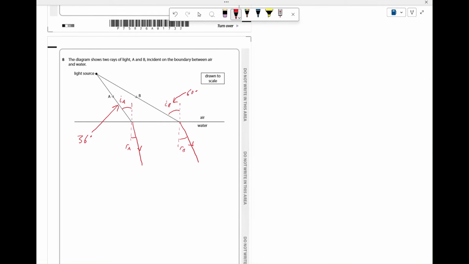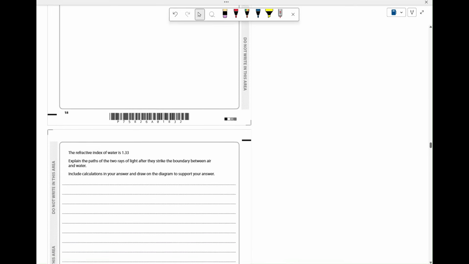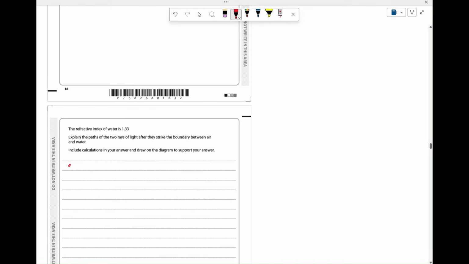Okay, so right, let's start thinking about what we're going to get the marks for. So Ray A bends. Do you know what? I don't know if the word bends is the best word to put in the exam. So Ray A refracts towards the normal. I'll probably say the same about Ray B as well. Ray B refracts towards the normal. Make sure you know what direction it's going. It's going towards the normal.